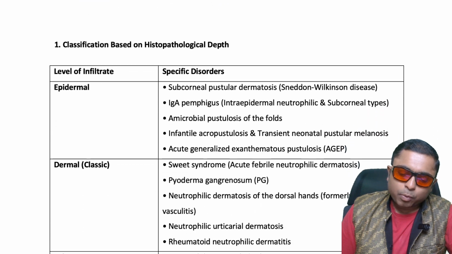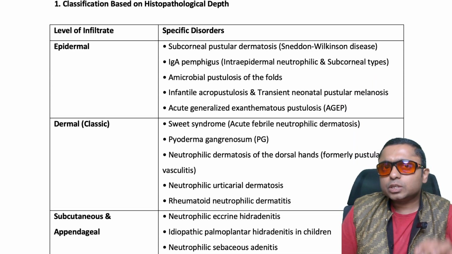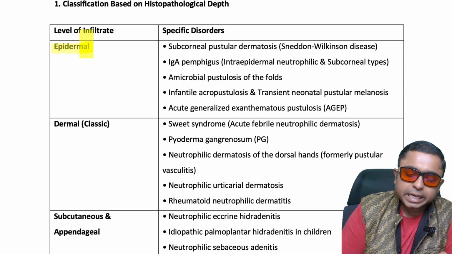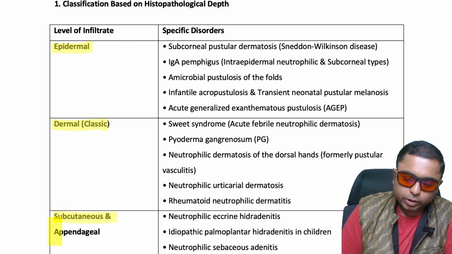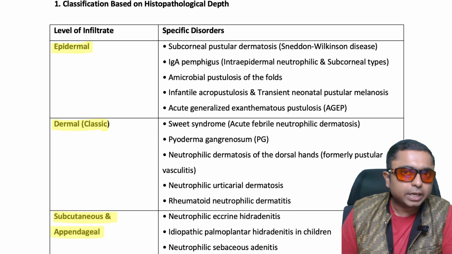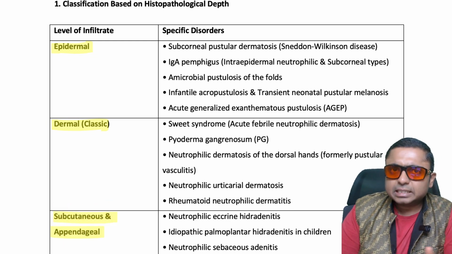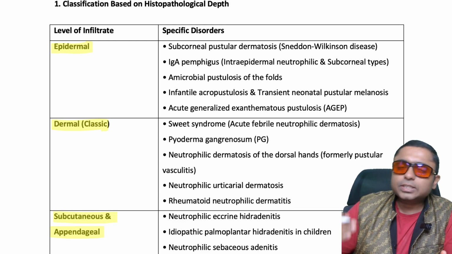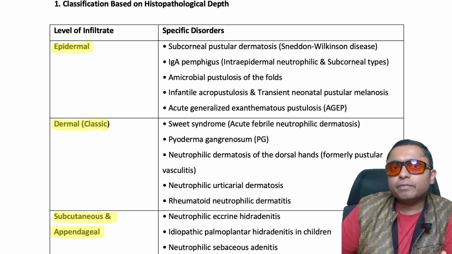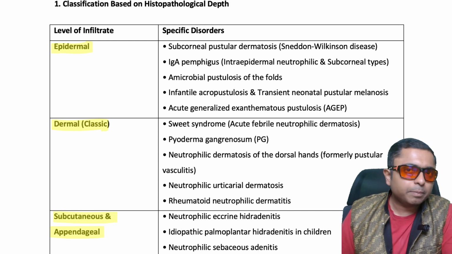Depending upon the depth at which the neutrophils are present, we are going to have epidermal, dermal, subcutaneous and appendigeal varieties of neutrophilic dermatoses. So remember, these disease names, you are just going to list them out. In the future videos, we are going to individually discuss each of these conditions depending upon their importance and significance.